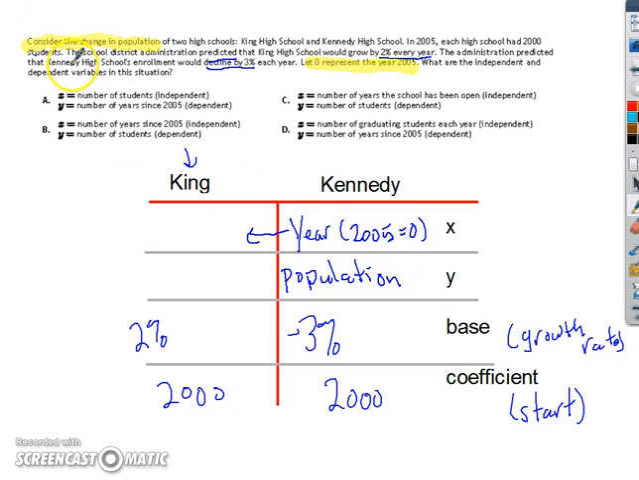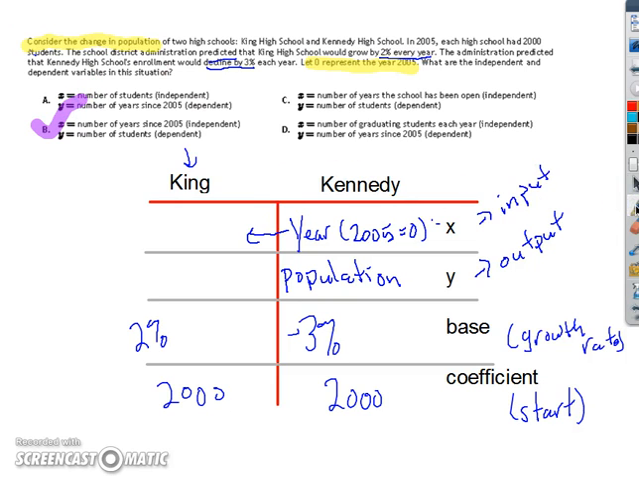Now let's figure out the independent and dependent variables. This is independent, the input, and this was the output. So let's see. X equals number of students? No, x equals years, so this is wrong. And this one, x equals number of students each year? No, x was the number of the year. So I'm choosing between B and C. Is it the number of years since 2005? Yes. Or is it the number of years since the school has been open? No, it's the number of years since 2005. So the only one that could be correct is B.